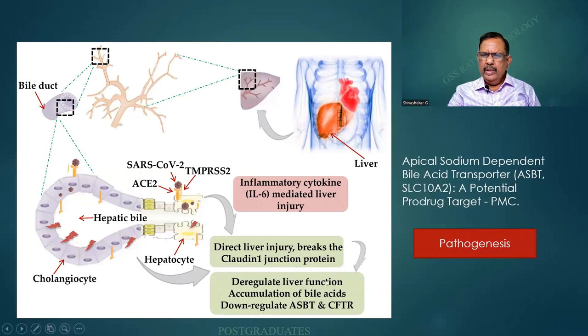Claudin 1 is one, and this is ASBT, apical sodium dependent bile acid transporter. God alone knows why all these are there. You people may mention it or may not. But then please have it in mind that a lot of work has been done in the COVID, and the liver is one of the fulcrums of it.